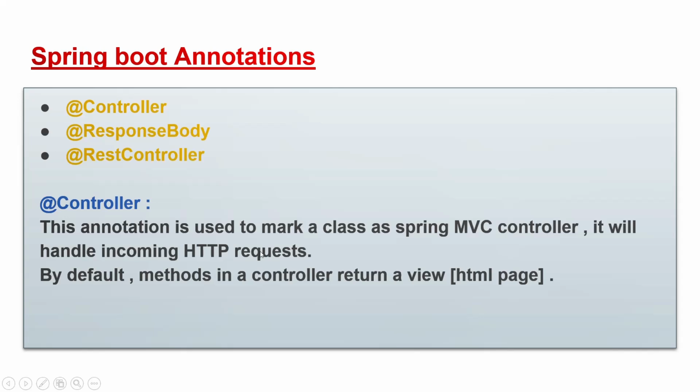By default, the methods present inside this controller class will return an HTML view page. It will not return any JSON object or XML data. It will return an HTML view page. So whenever we create any controller class using the @Controller annotation, it becomes a controller layer and it will handle all the requests made by the user. And the methods present in this controller class will return an HTML view page.